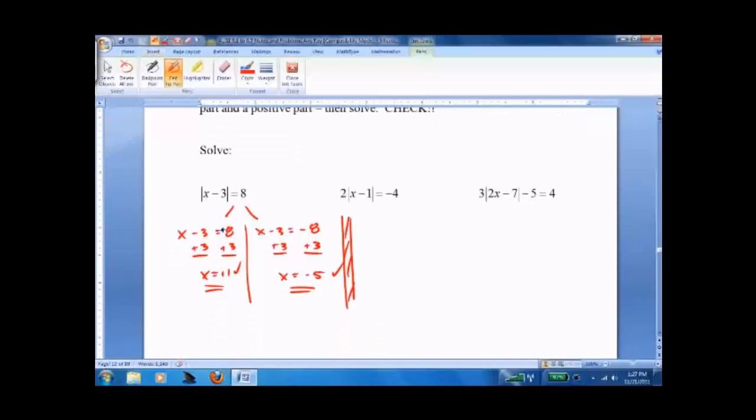Try another one. Now, rules up above say get the absolute value alone. So there's nothing added to the outside of it or multiplied to the outside of it. This one's got the 2 here. So you have to divide both sides by 2. And you get the absolute value of x minus 1 equals -2. And that is where you want to start.